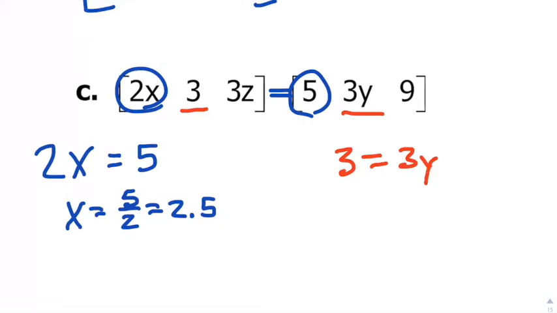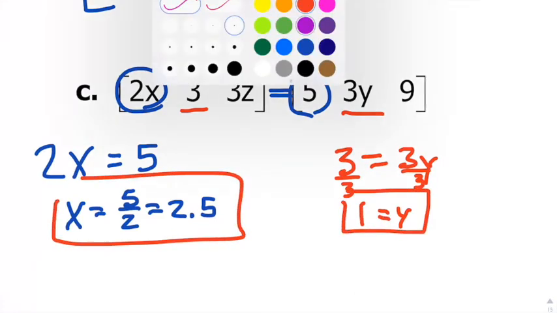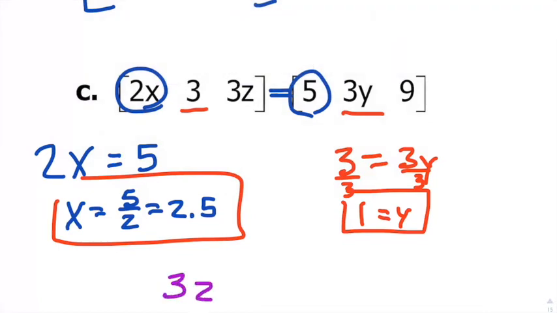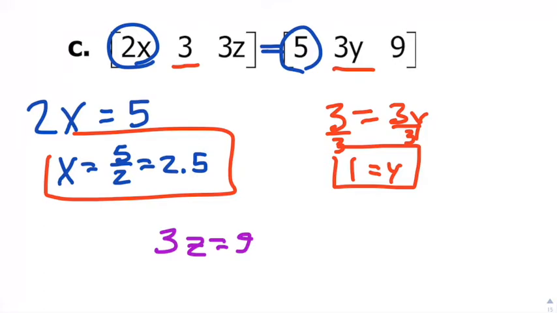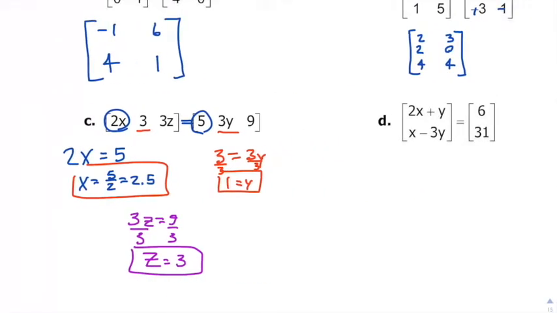Okay, so then divide both sides by 3. Obviously y is equal to 1. And then, for this last one here, you've got 3z, that element equals that last element, 9, right there. So that'd be divided by 3, and z equals 3 right there. So sometimes they'll give you actual equations, and then you've got to figure out which one goes with what.